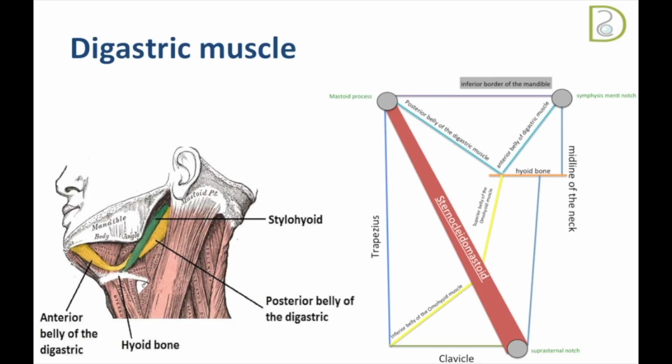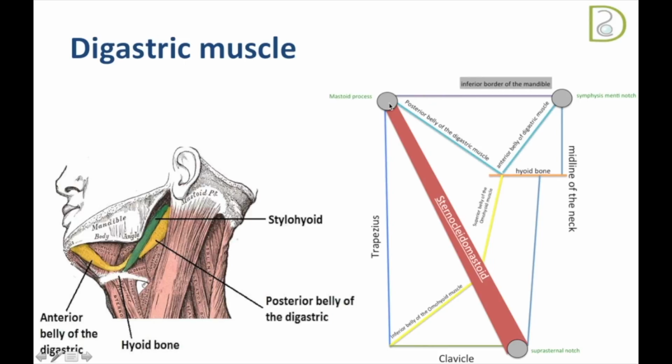The next muscle we have is the digastric muscle, which consists of two bellies, anterior belly and posterior belly. The anterior belly arises from the lower border of the mandible near the midline and produces a smooth depression on each side called the digastric fossa.